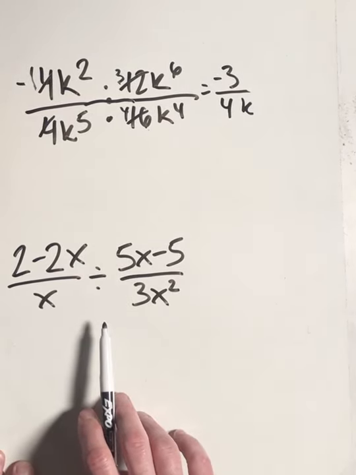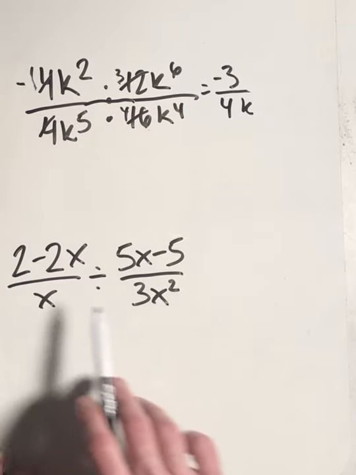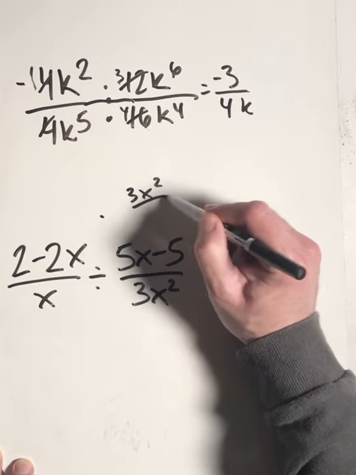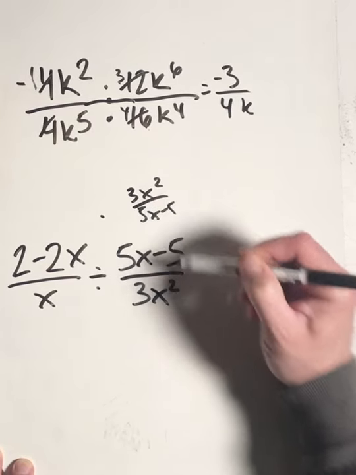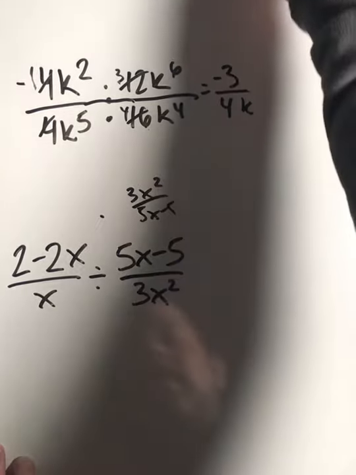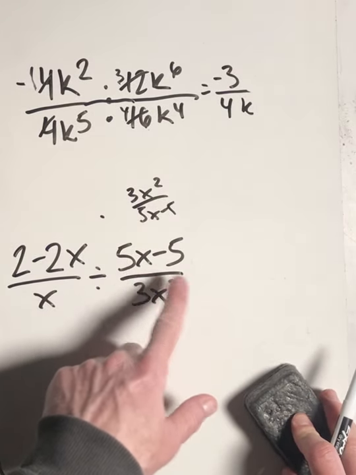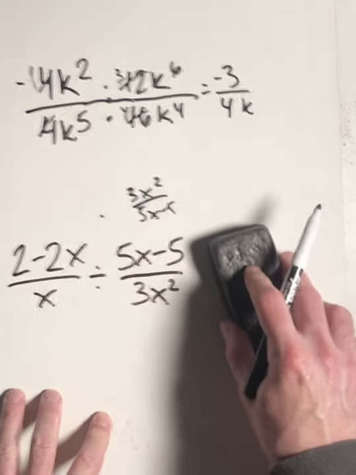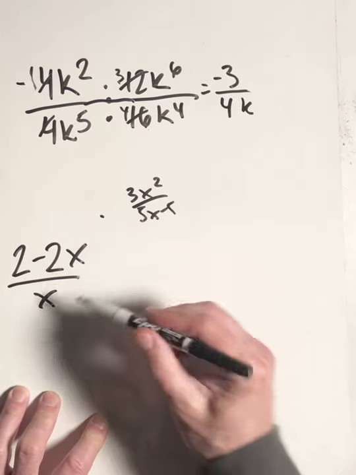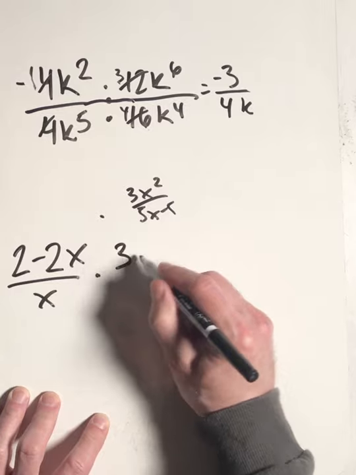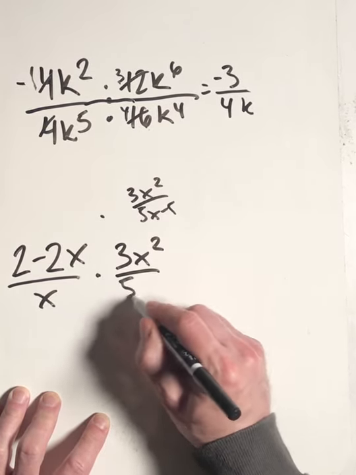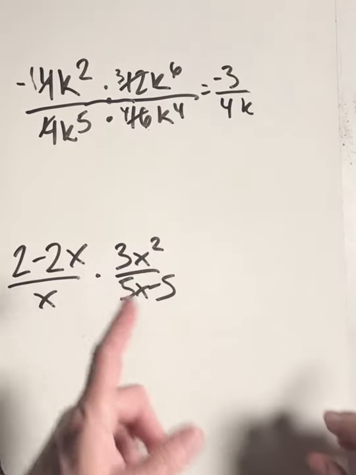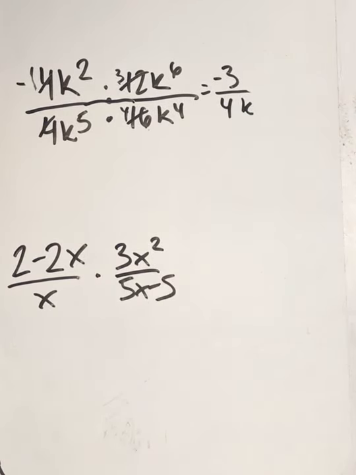Now here, we have the same idea. We're going to be dividing two rational expressions. So we're going to multiply by the reciprocal. So I just write this over here before I rewrite this so I don't forget it. So instead of dividing by 5x minus 5 over 3x squared, we're going to multiply by 3x squared divided by 5x minus 5. So after we rewrite the division as multiplication, now we would think to factor.